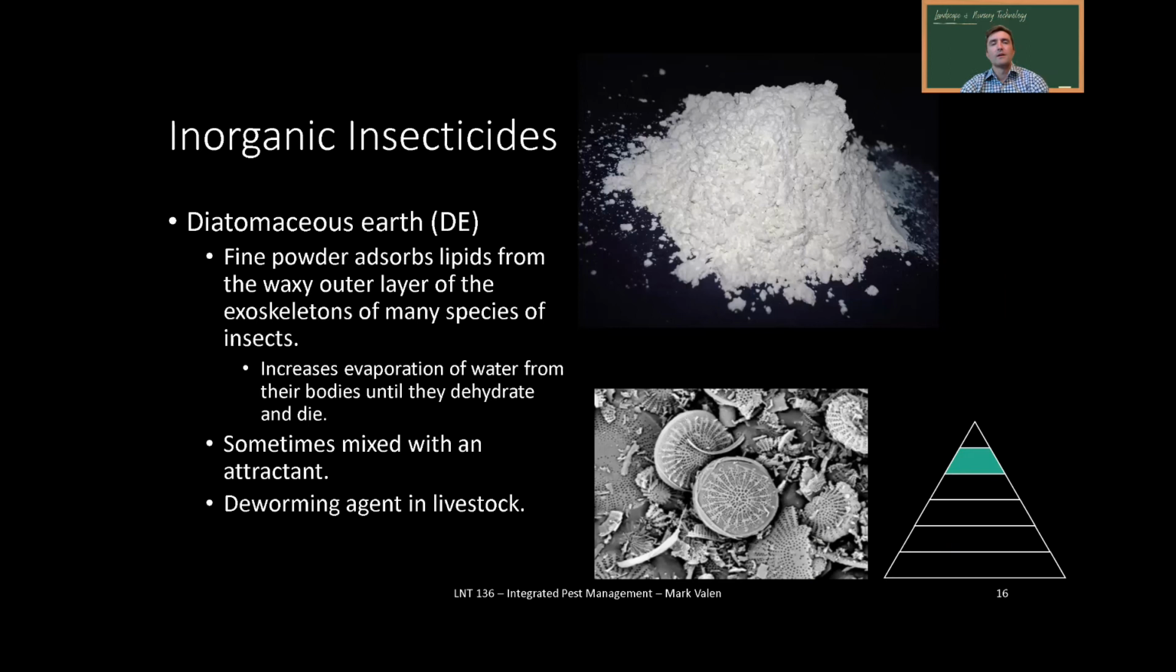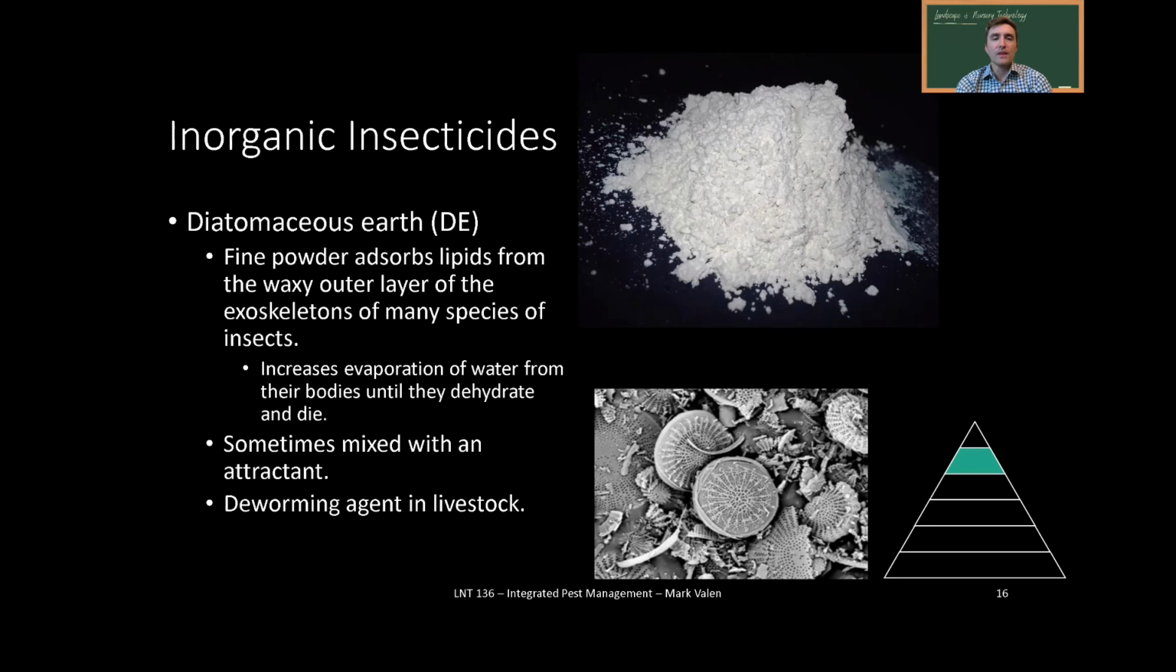Then we have an inorganic insecticide. This is diatomaceous earth. And it used to be organic because it comes from ancient marine organisms that are very small, microscopic. Diatoms is what they're called. They lived and died, and there were so many of them that they formed a heavy enough concentration for that mineral to be mined out of the soil. It's a calcium-based mineral. And in particular, it's in a sharp microscopic form.